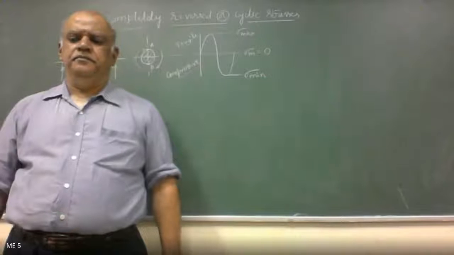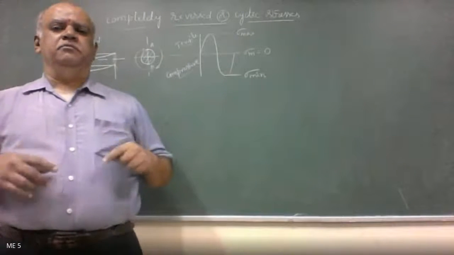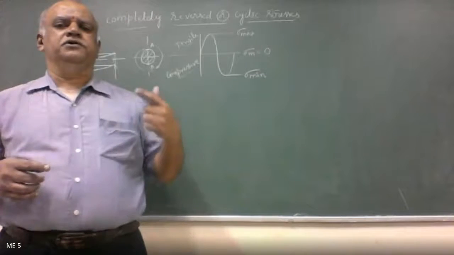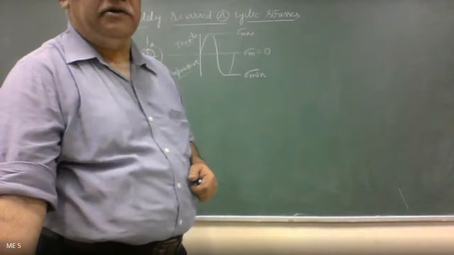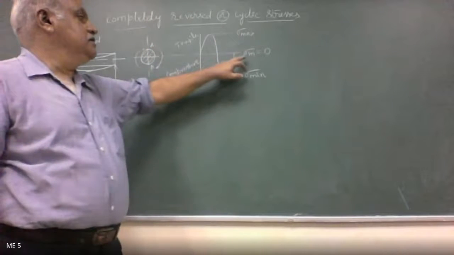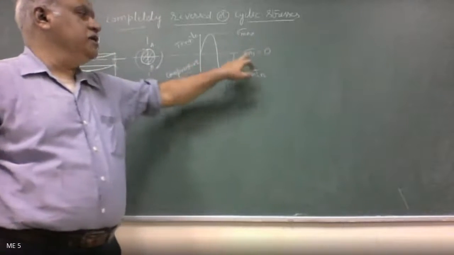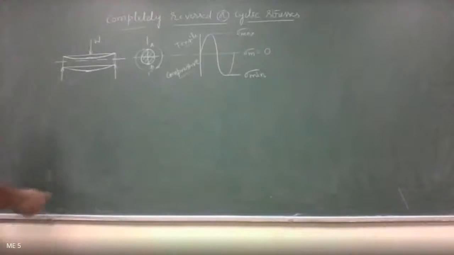The stresses which vary from one value of compressive to the same value of tensile or vice versa are known as completely reversed or cyclic stresses. Right, so the magnitude remains same, but cyclically for every revolution it will change from tensile to compressive and compressive to tensile. That is what is called completely reversed or cyclic stresses. In such cases, the mean stress is going to be equal to 0. Otherwise, rest of the analysis is same as what we have been doing.